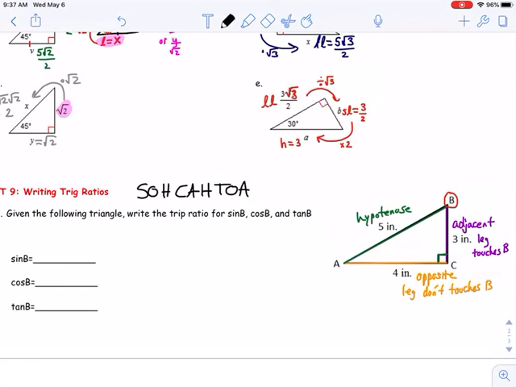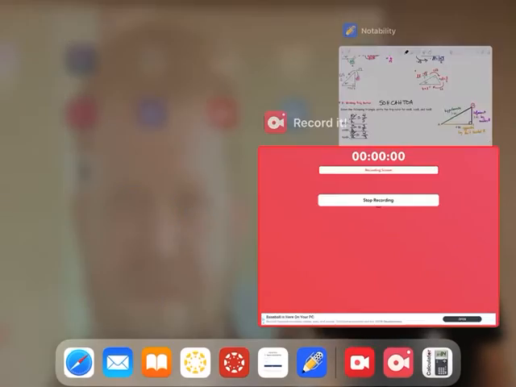And then these trig functions right here, sine B, remember that'd be opposite over hypotenuse, which in this case would be 4 over 5. Cosine of B, adjacent over hypotenuse, which in this case would be 3 over 5. And then we have tangent of B, which is opposite over adjacent, which in this case would be 4 over 3. Nice. Okay, and we'll finish these notes in the last video.